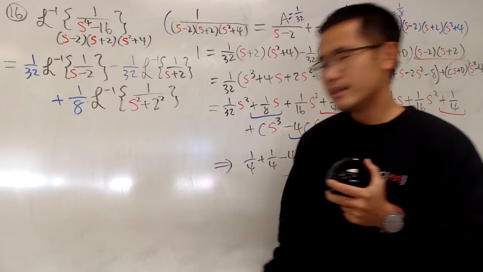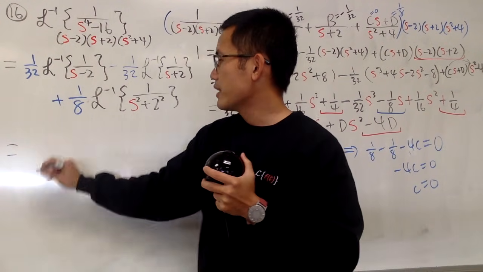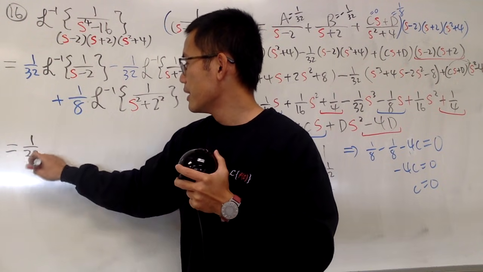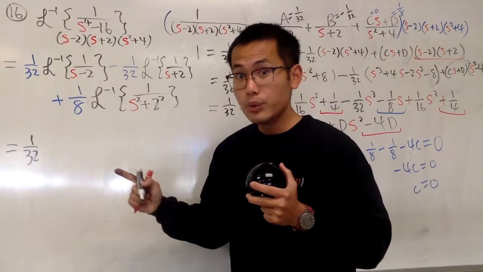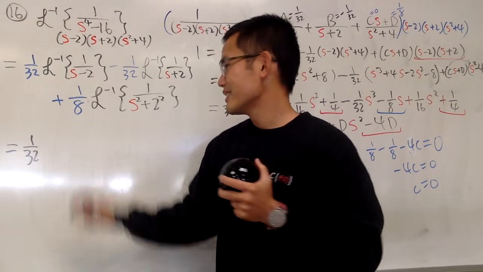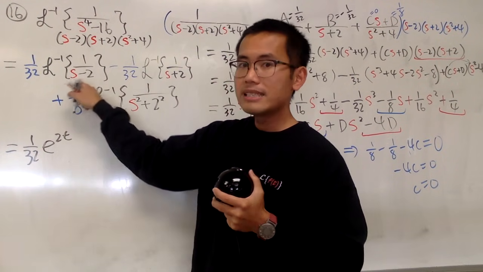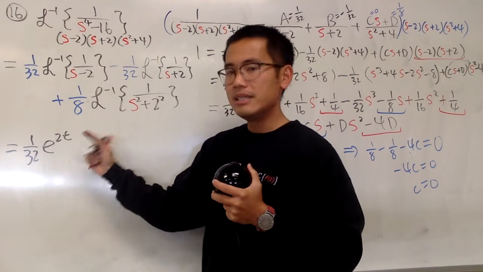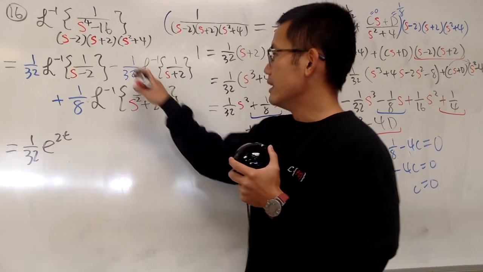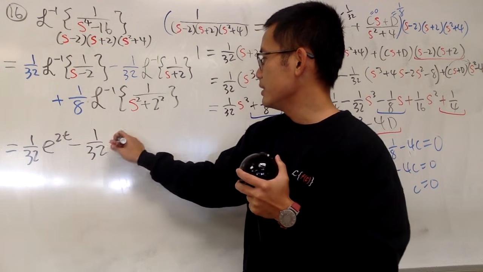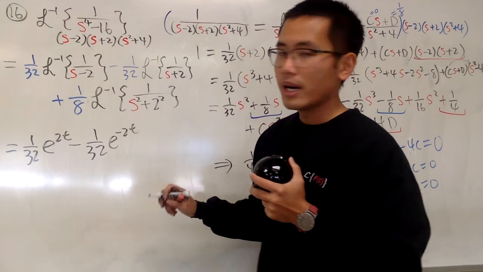Right? Now, finally, we'll see. This right here is just 1 over 32. Good. This right here is e to the 2t. Good. Remember, it's s minus a, and then it's e to the at. Then minus 1 over 32. And then this is e to the negative 2t for the second one.